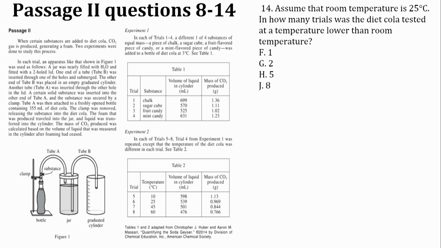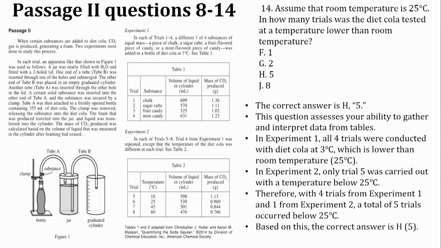So 14 says, assume that room temperature is 25 degrees Celsius. How many trials was the Diet Cola tested at a temperature lower than room temperature? There are our answer choices, but the correct answer is H, 5. This question assesses your ability to gather and interpret data from tables. In experiment 1, all 4 trials were conducted with Diet Cola at 3 degrees Celsius. And again, that tells us in the description here in experiment 1, you can see it circled there. In experiment 2, only trial 5 was carried out with a temperature below 25 degrees Celsius.